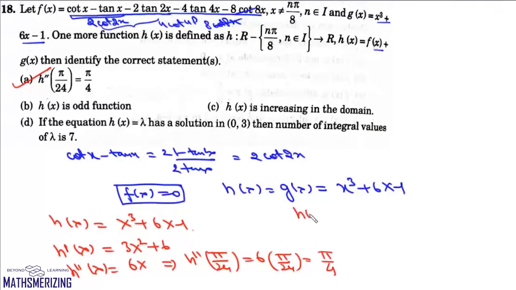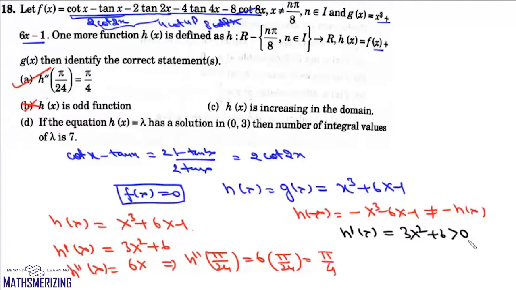Now h of minus x is minus x cube minus 6x minus 1, which is not equal to minus h(x). So h(x) is not an odd function. Now if we find h'(x), it will be 3x square plus 6, which is greater than 0. That means h is increasing in its domain. So option C is correct.